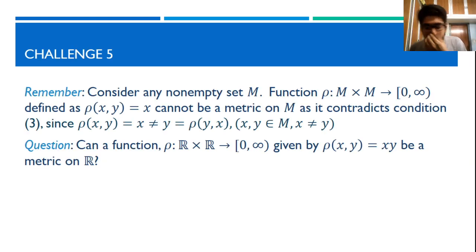Okay, I've made a small correction. So let's talk about R itself. Yes, Bijal, as you pointed out, rho of minus 1 comma 1 will be equal to minus 1, which is a negative number. That means a negative number should be there in the codomain or the range, which itself is fundamentally flawed in this construction. So this cannot be a metric.